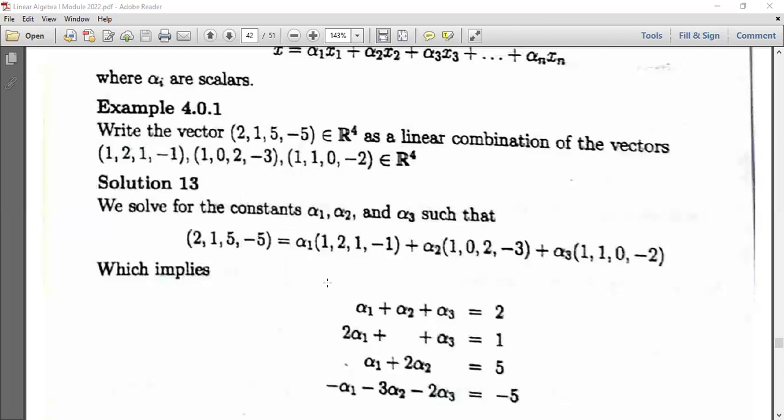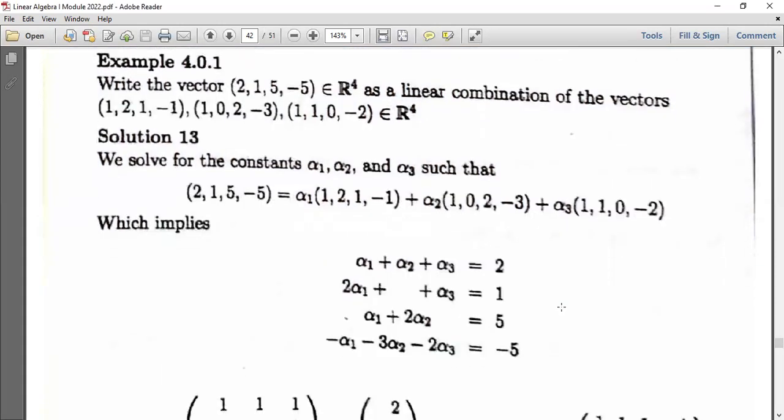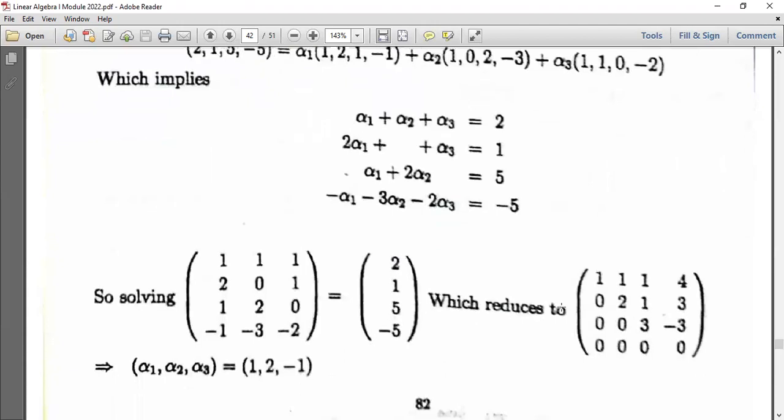So we get a system of 4 equations and we have 3 unknowns. So that means when we solve that system, we can solve it using the methods of solving systems of equations, which we look at in chapter 2. Then we get alpha 1 as 1, alpha 2 as 2, and alpha 3 as negative 1.